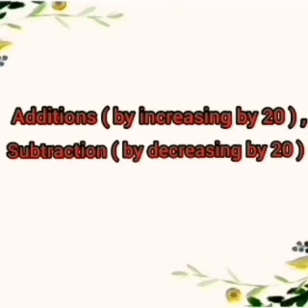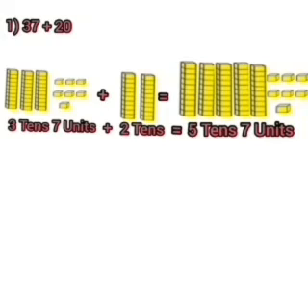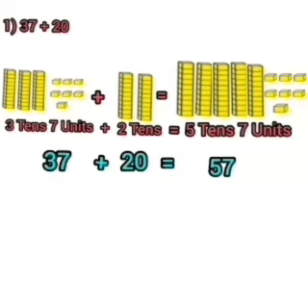Addition by increasing by 20. Subtraction by decreasing by 20. Let us see the first one. That is 37 plus 20. 3 tens, 7 units plus 2 tens is equal to 5 tens 7 units. That is 37 plus 20 is equal to 57.